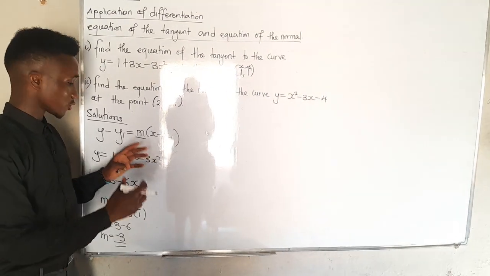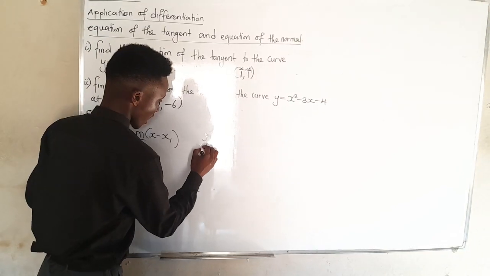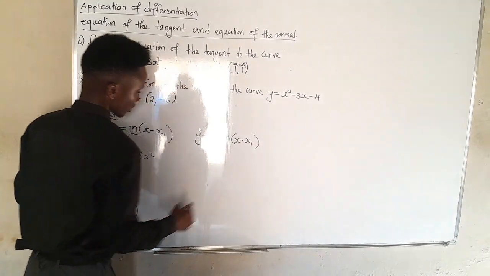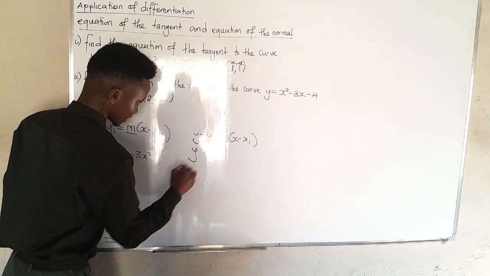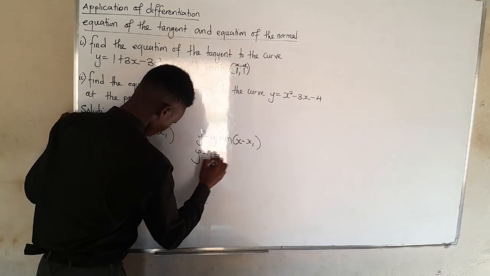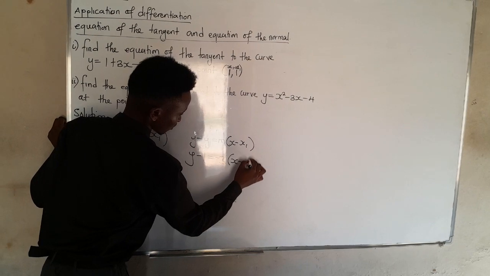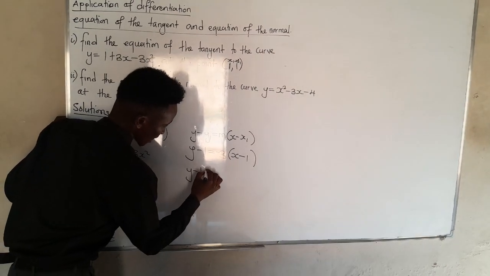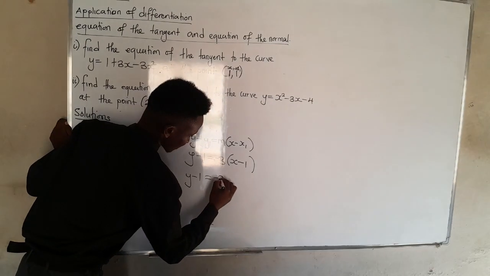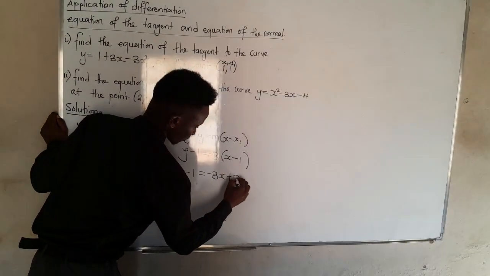So wherever there is m, I'm going to put negative 3 to find the equation of the tangent. So I'm going to say y minus y1 is equal to m times (x minus x1). So where there is m, I'll put negative 3. So y minus, what is my y1? It is 1, is equal to, where there is m, I'm putting negative 3, times x minus, what is my x1, is also 1. So y minus 1 is equal to negative 3 times (x minus 1). So negative 3 times x will give us negative 3x. Negative 3 times negative 1 will give us positive 3.